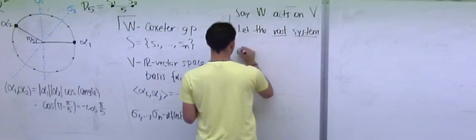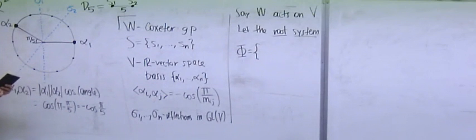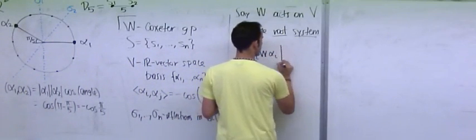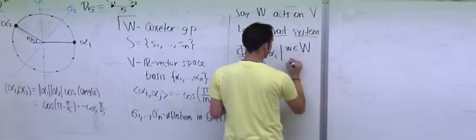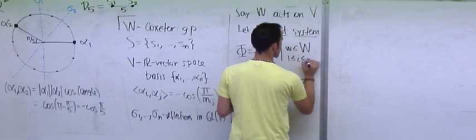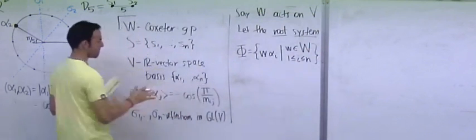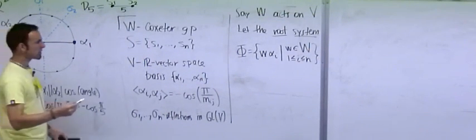to be basically what happens when you let all of your group elements act on all of your alpha i's. Okay? So they are the things of the form W alpha i, where W is an element of my group, and alpha i is one of the basis vectors. This is a very important definition.